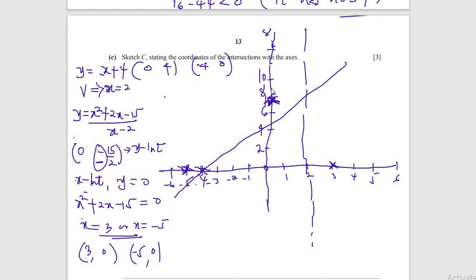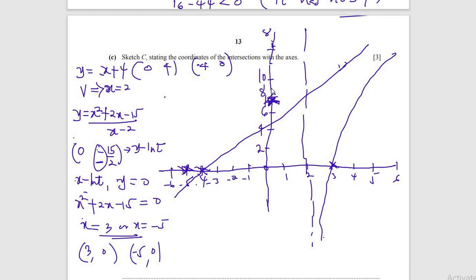How do you sketch the graph? Most likely, if you put values between 2 and 6, it's going to go like this. It must pass through 3.